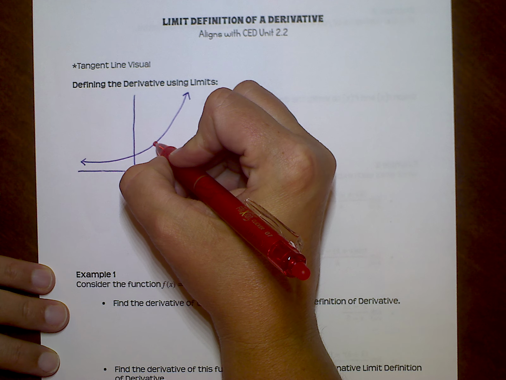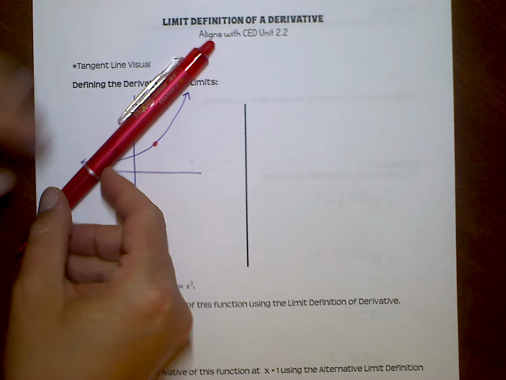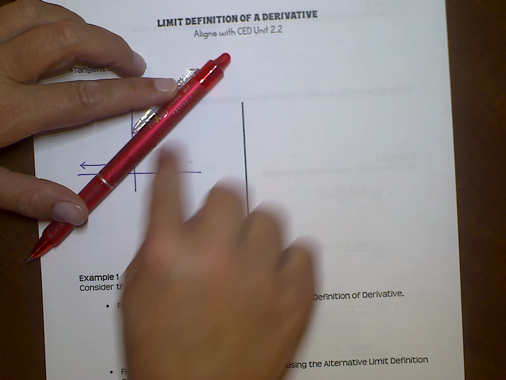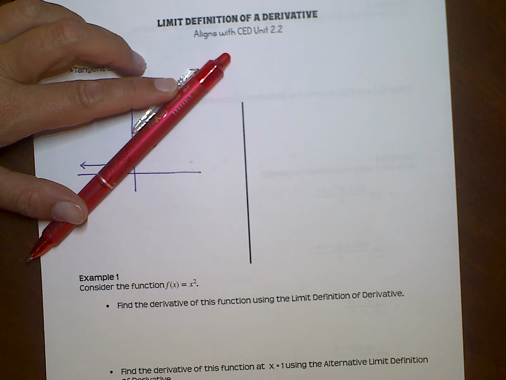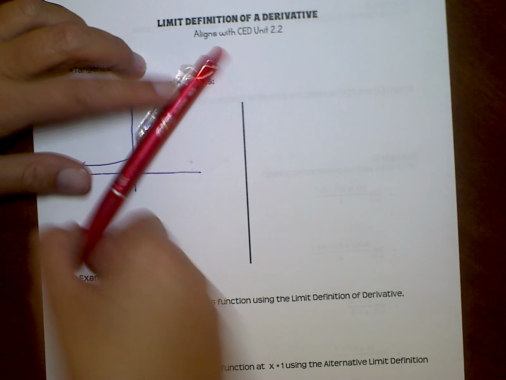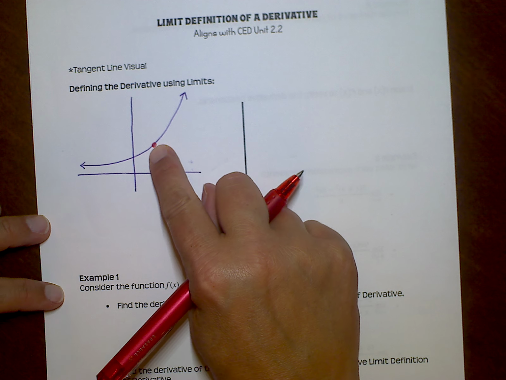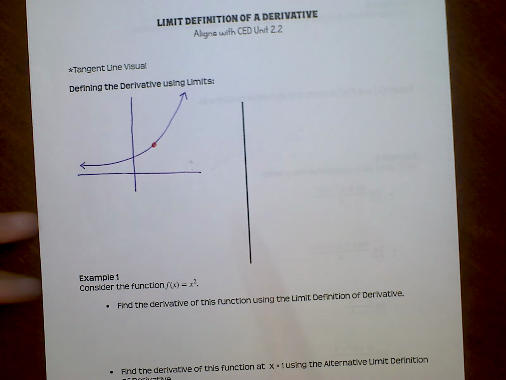So the slope of the tangent line, I don't want to draw it in here because of what I'm about to do next, but it's a line that comes along and touches at just that one point, and the derivative is the slope of that line. The problem we run into is if that line only touches at this one red point, I don't have the 2 points that I need to make a slope. To do y2 minus y1 over x2 minus x1, I need 2 coordinates.